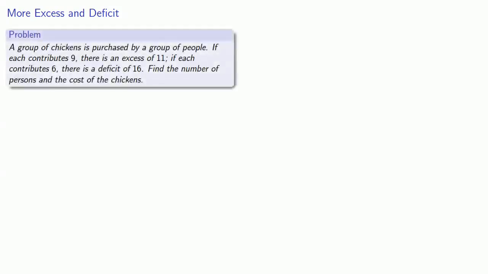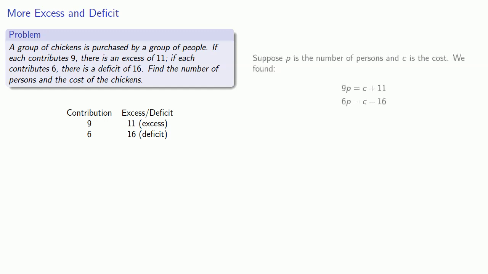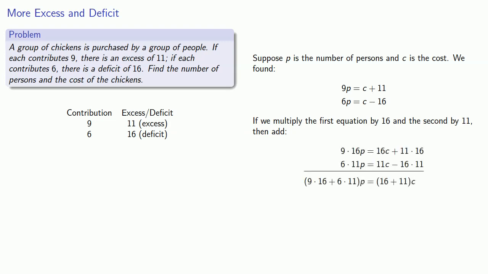Additional uses of the method of excess and deficit come from the following idea. So again, let's take a look at that problem from Lerhue. And remember, we solved it by setting up our contribution rates and finding the excess or deficit. And as a system of equations, if we multiplied our first equation by 16 and the second by 11, then added, we were able to get the ratio of the cost to the number of persons.